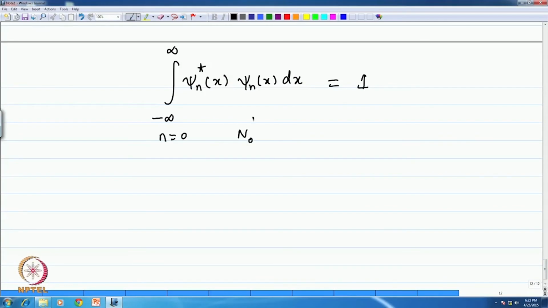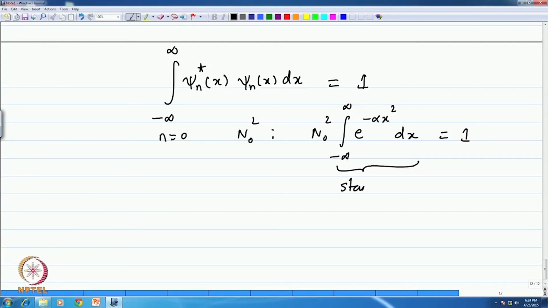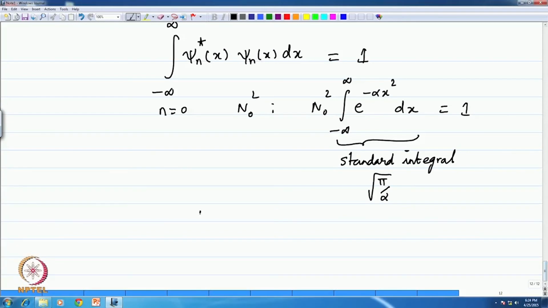For n equal to 0, for example, if you want to know what N0 squared is, that is obtained as follows, namely N0 squared times the integral of e to the minus alpha x squared dx between minus infinity to plus infinity is 1, because the Hermite polynomial for n equal to 0 is 1, and this is a standard integral. Its value is known. This integral is root pi over alpha. Therefore, the harmonic oscillator normalization constant N0 is alpha over pi to the 1 by 4.